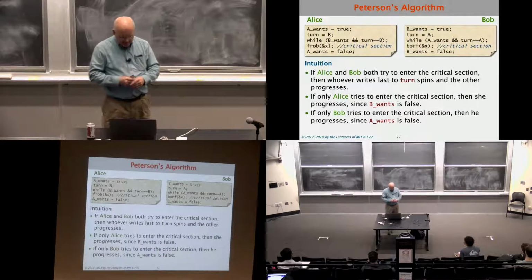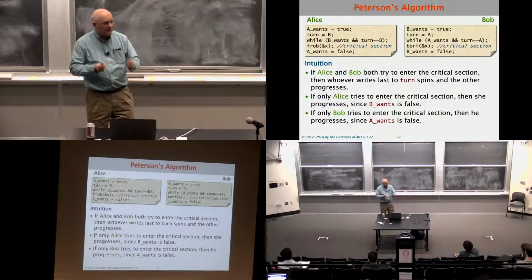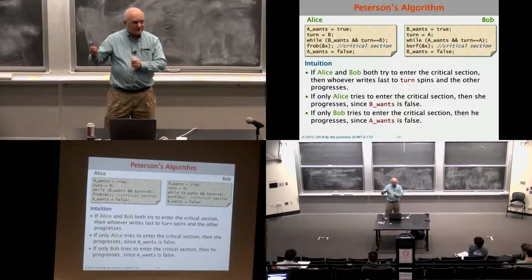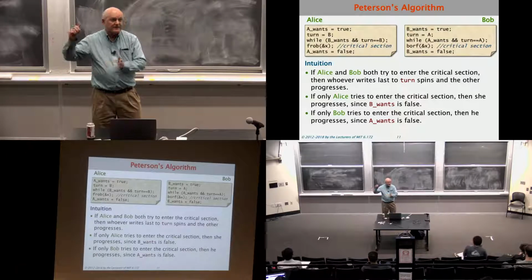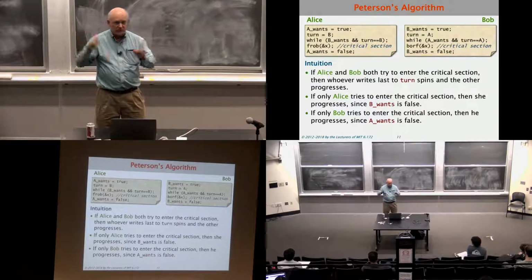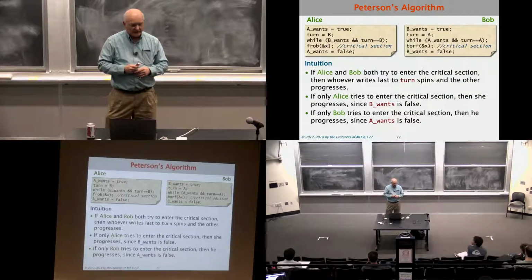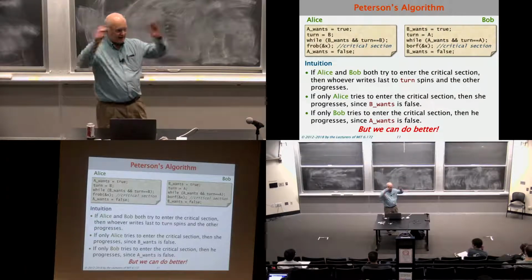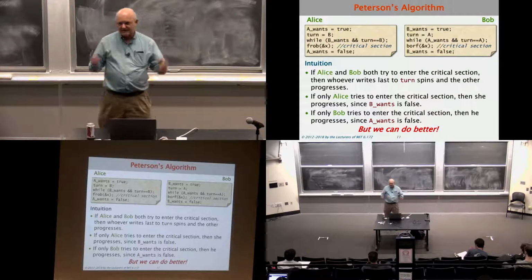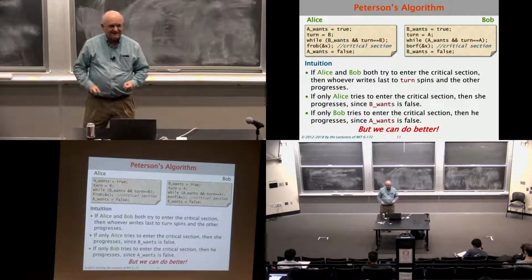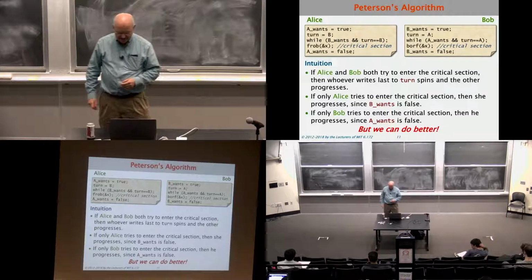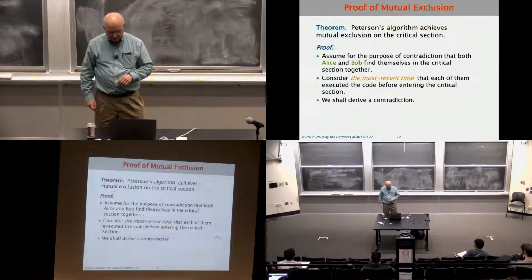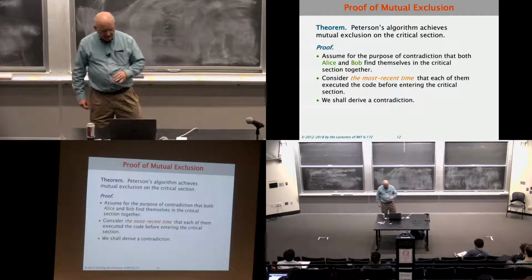So the intuition is that only one of them is going to get in there because you need the other one either to say you want to go in or else their value for wants is going to be 0 and it's going to be false and you're going to go through anyway, okay? But this is not a good argument, okay? Because this is hand waving, okay? We're at MIT, right? So we can do proofs. And this proof isn't so hard, okay? But I want to show it to you because it may be different from other kinds of proofs that you've seen, okay? So here's the theorem.